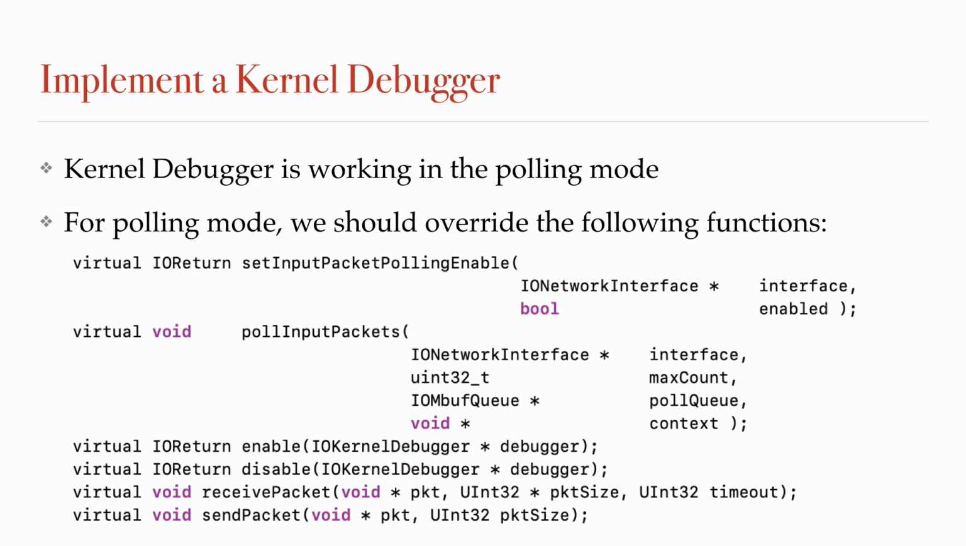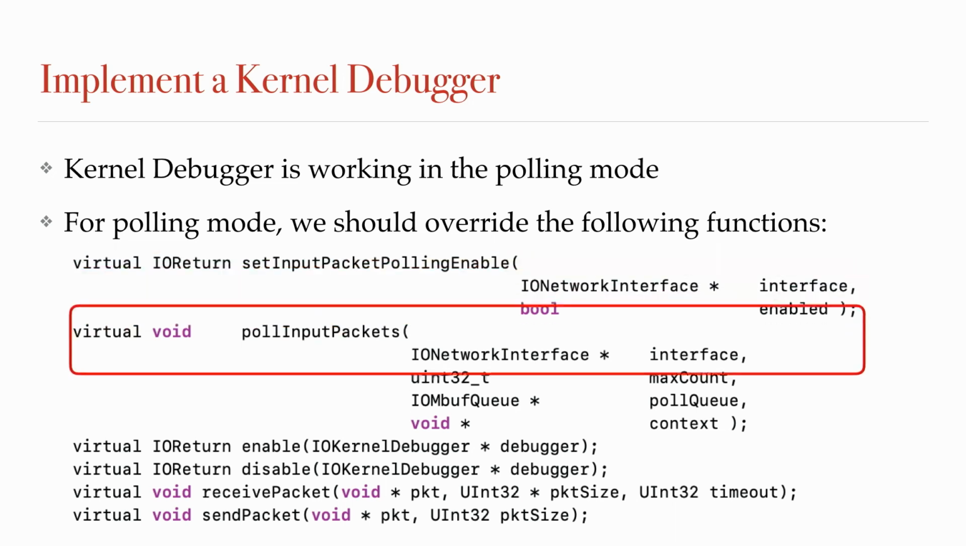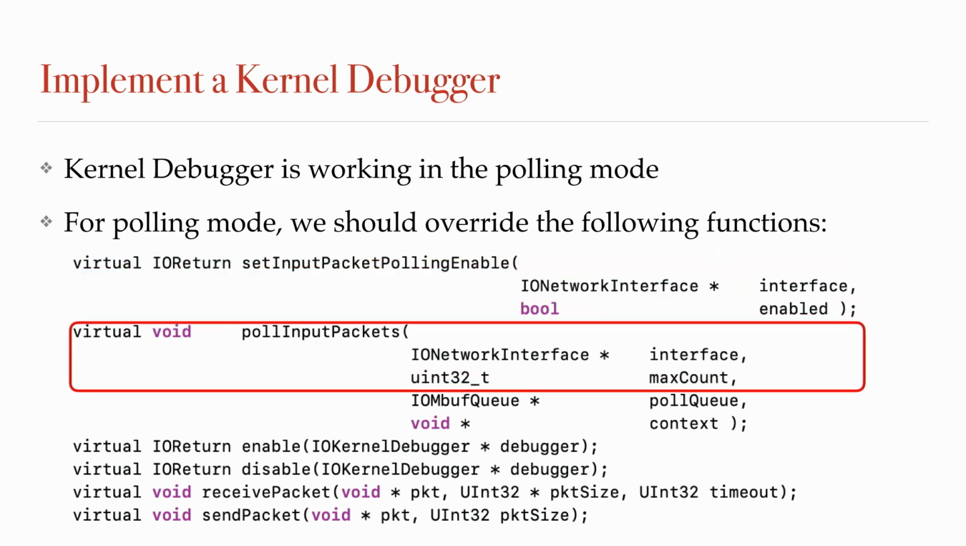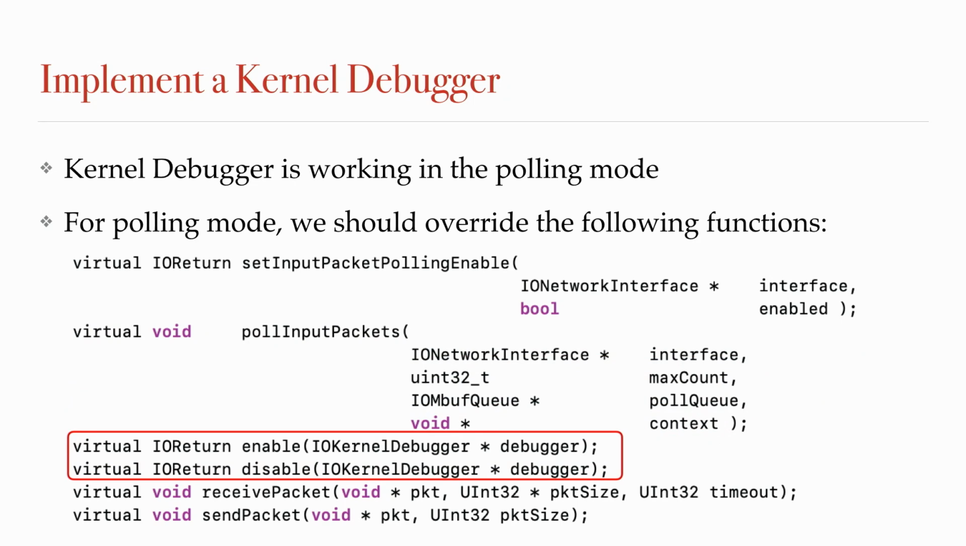The kernel debugger works in polling mode of networking, and an Apple API document described that we should override the following functions in order to support our KDP protocol. The first one is to enable the polling mode. The second one is called by the interface poller thread to retrieve input packages from the driver. The third and the fourth ones are the debugger controller.